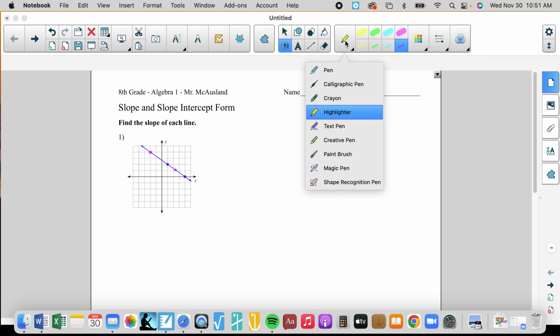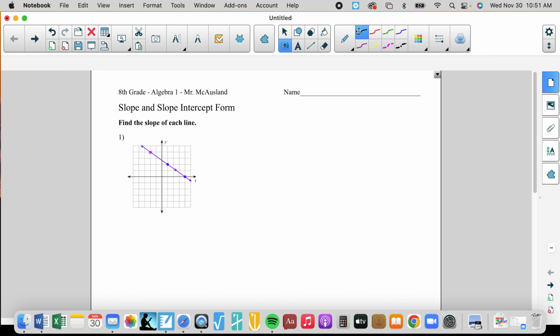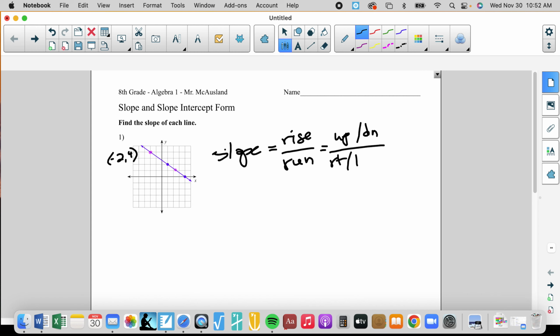I know that this coordinate is -2, 1, 2, 3, 4. So that is -2, 4. So I could use that. We can use the blue ones. The blue ones are on the grid. And so we're going to say, hey, slope, remember, is rise over run. And rise, we go up, down, and run, we go right, left. Up being positive, down being negative, right being positive, left being negative. So we're going to take these two blue ones.